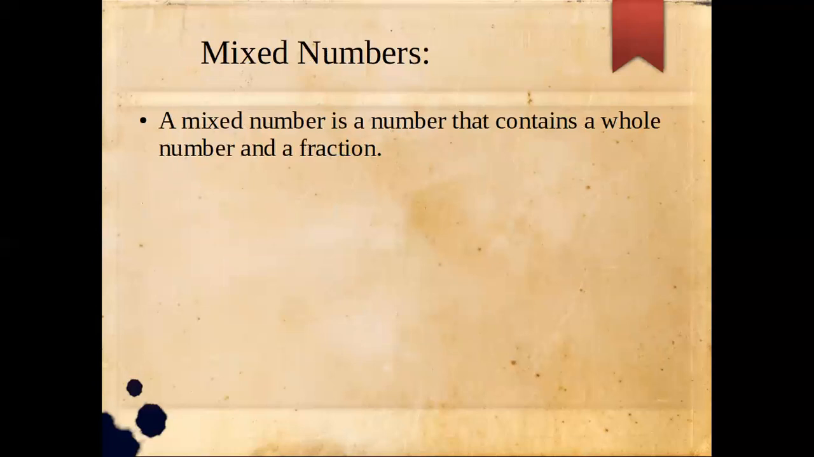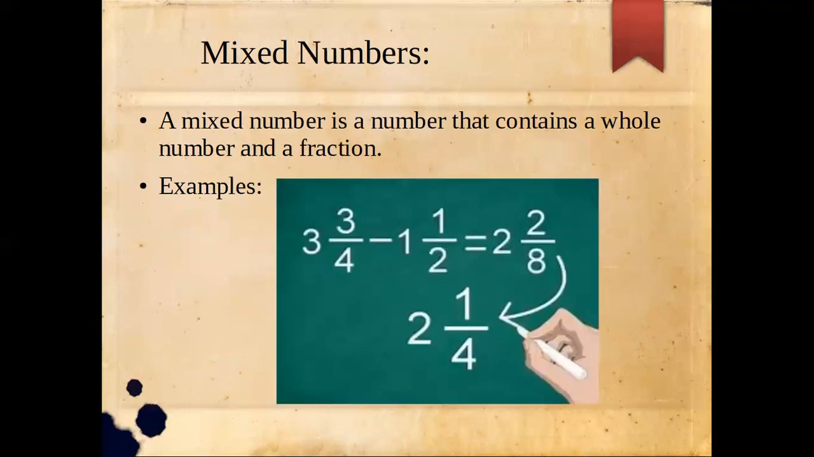Mixed numbers. A mixed number is a number that contains a whole number and a fraction. We've got some examples here. We've got 3 and 3/4, 1 and 1/2, 2 and 2/8, and 2 and 1/4. Just ignore all the working on there, and just see what a mixed number is. It's a number that has a whole number and a fraction together.